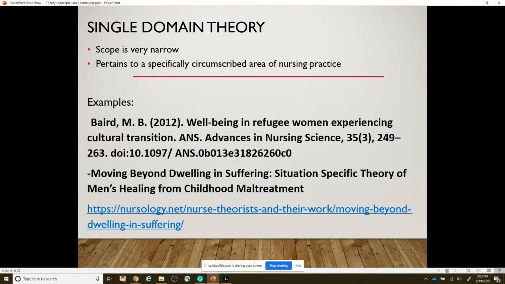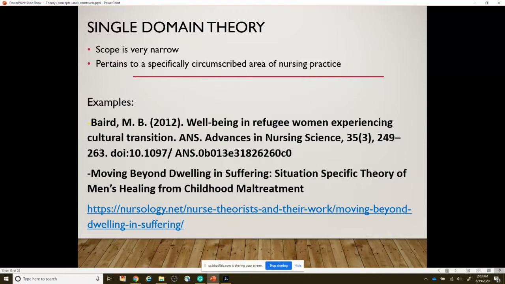Additionally, when we look at Willis's theory, moving beyond dwelling and suffering for men after childhood maltreatment. So you've got a population, again, men, who are returning or being resilient beyond the suffering experience that they had from prior childhood maltreatment.